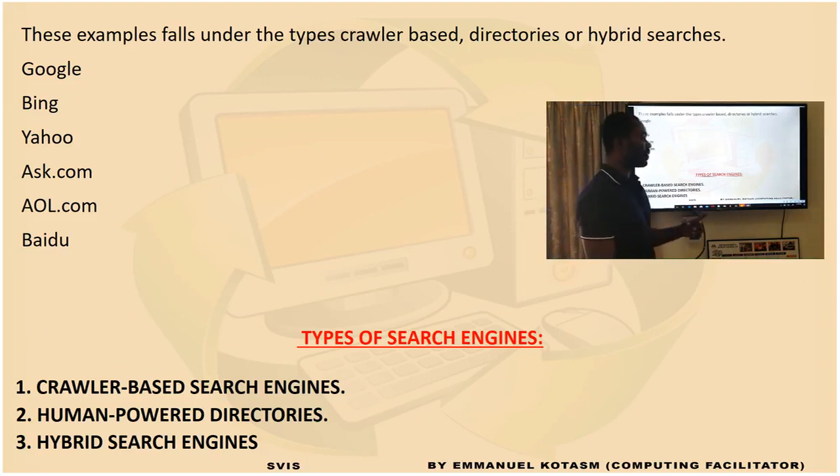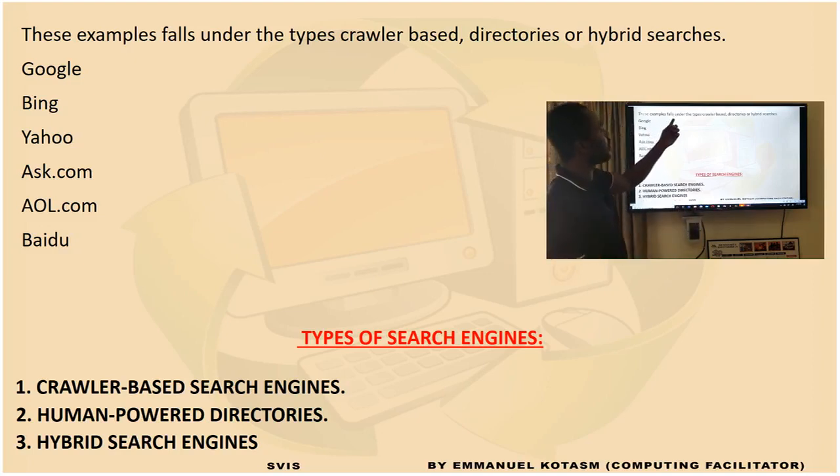We said we have types of search engines. One, we have crawler-based search engines. We have human-powered directories and hybrid search engines. These examples fall under the type crawler-based or the hybrid search. We have Google, Bing, Yahoo, Ask.com, AOL.com, and Baidu.